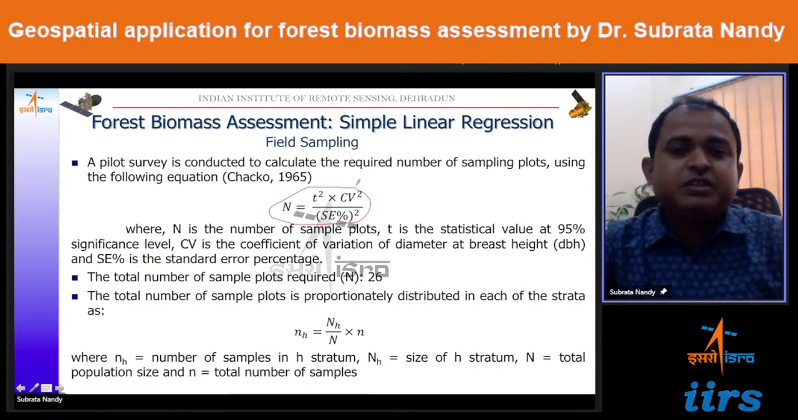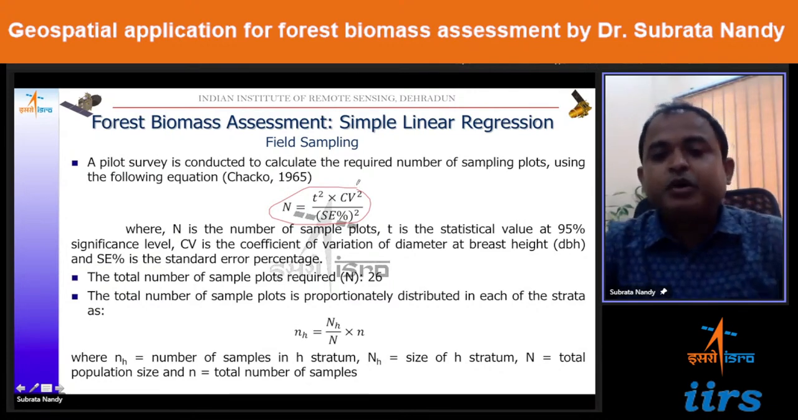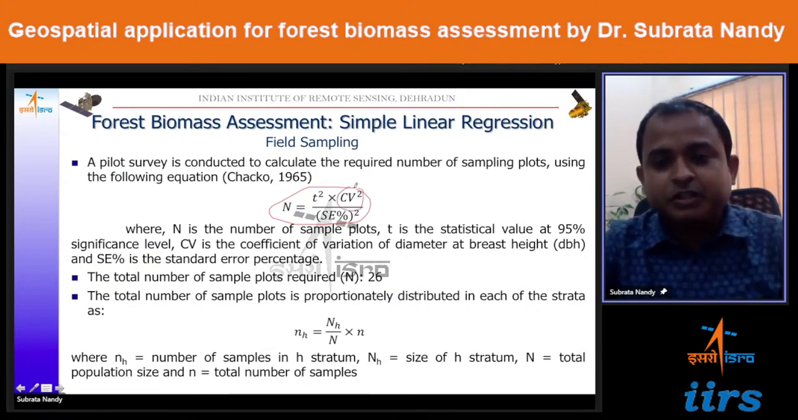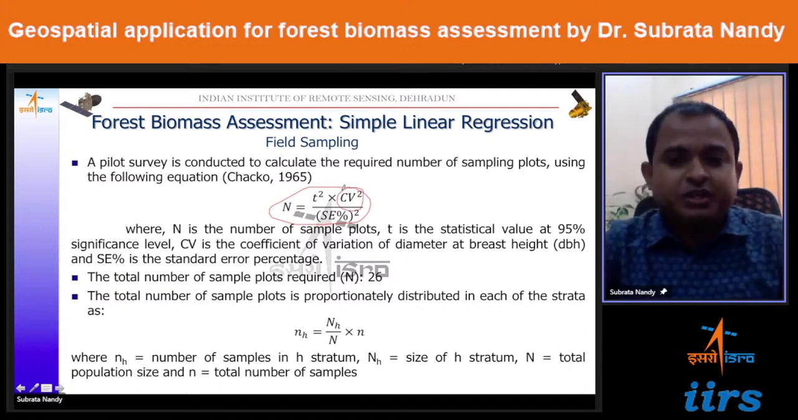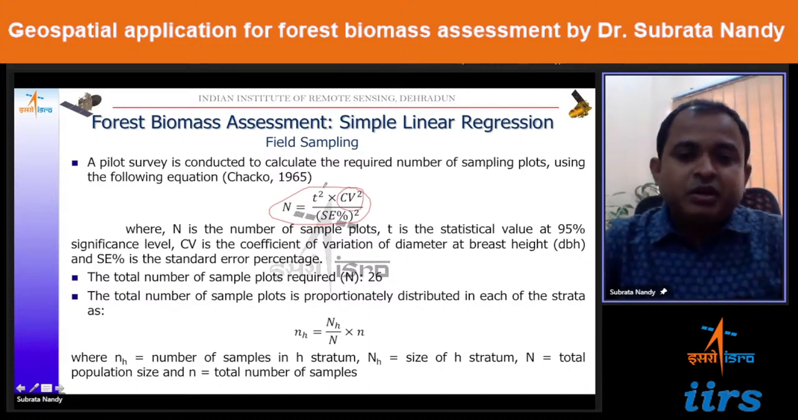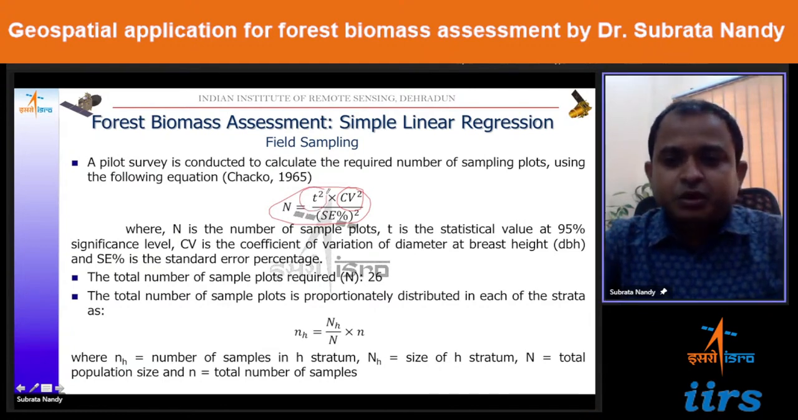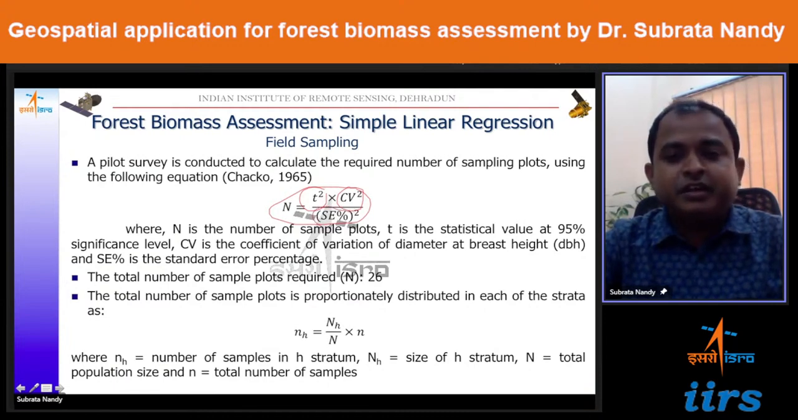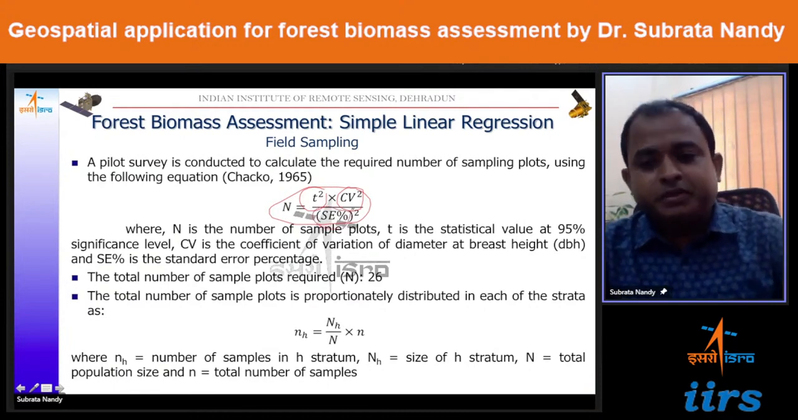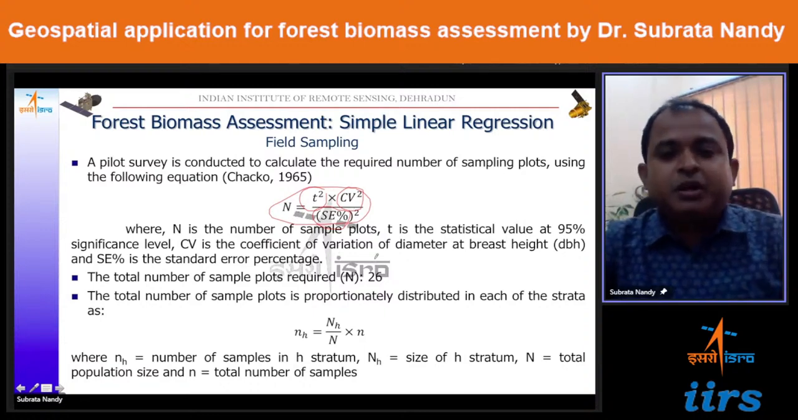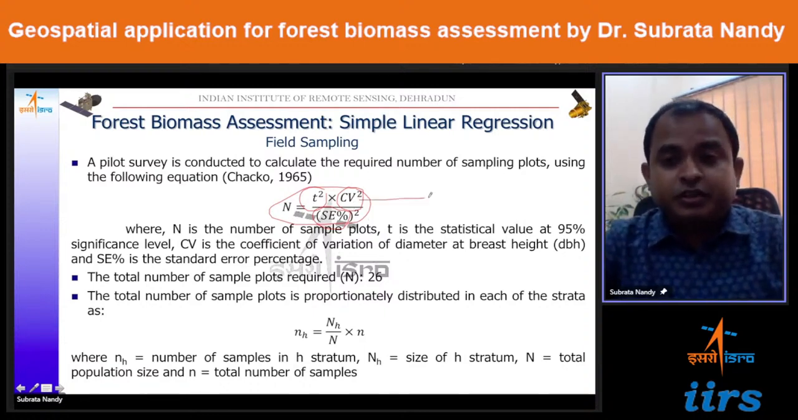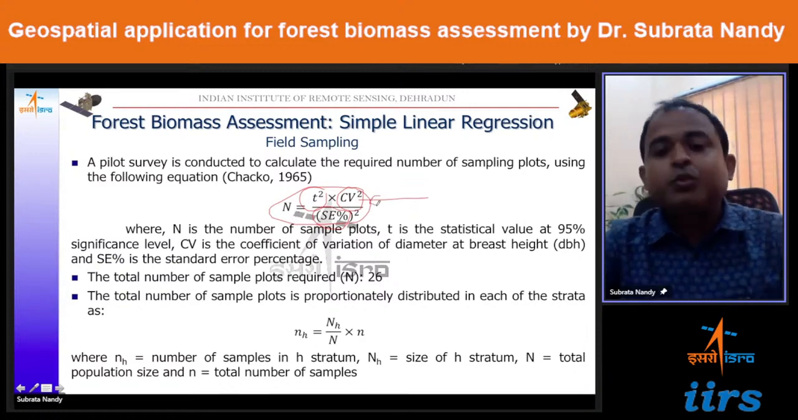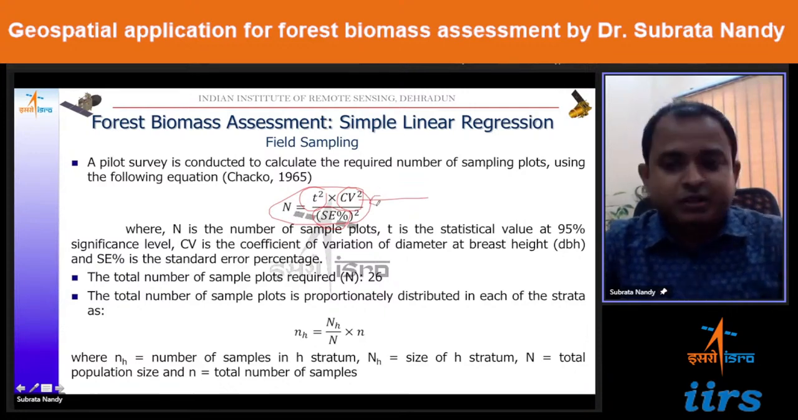Now CV is the coefficient of variation of, in this case you can take diameter at breast height, or biomass also you can take. T is the statistical value of t at 95% confidence level, significance level, and AC is the standard error percentage. Here we take 10% error. Now this CV, the coefficient of variation, will come from the field, of course, because we will be doing a pilot survey. Without this pilot survey, we won't be able to calculate this.